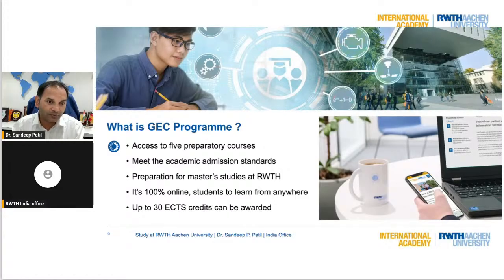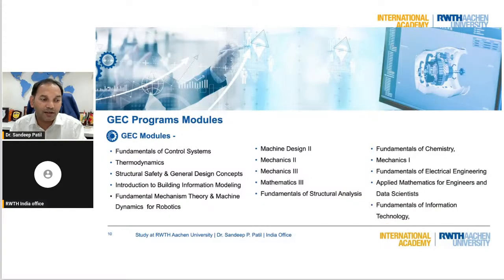And as we always say, it's a 100% online program, which means students can learn from anywhere at their convenience. Of course, we are providing 30 credit points which will be awarded by RWTH Aachen University. One can consider it an undergraduate study toward the master's degree program, and this is a bridging course, a kind of mini diploma of 30 credit points.